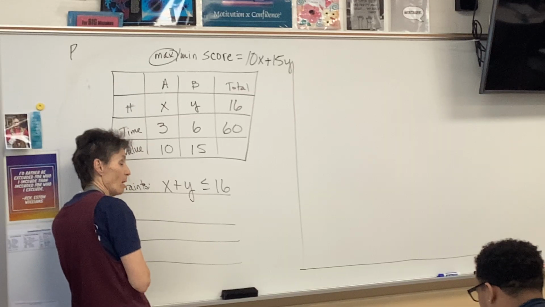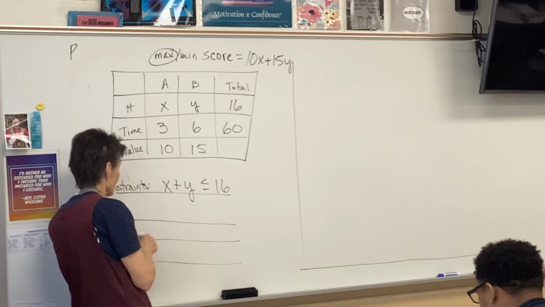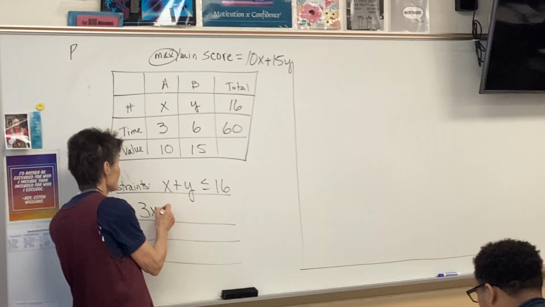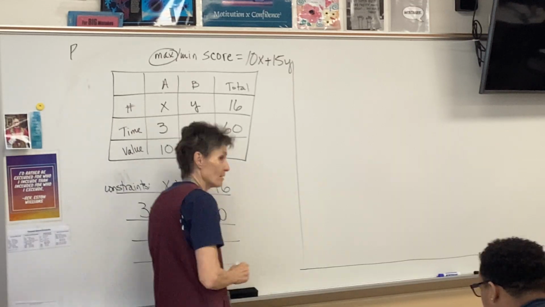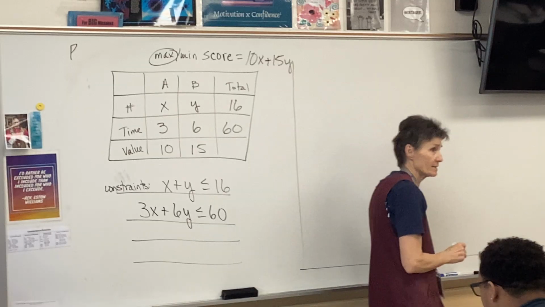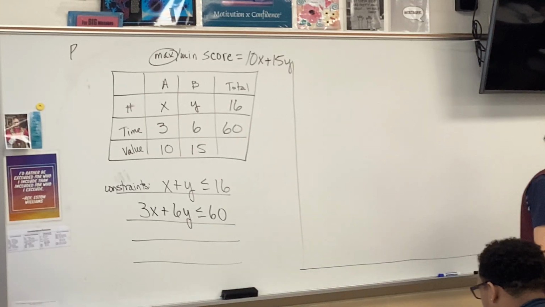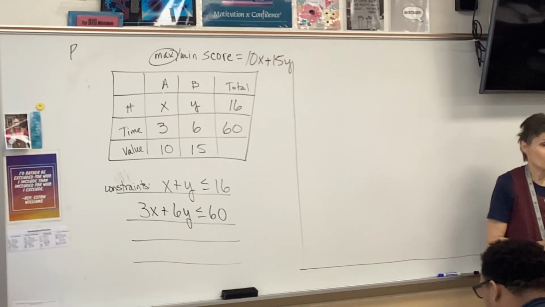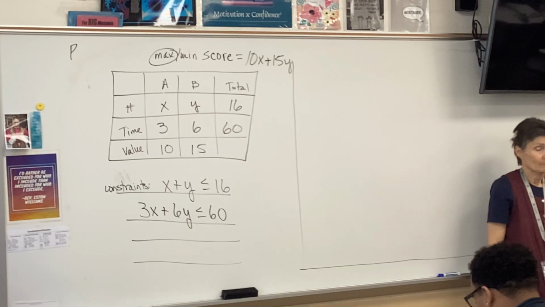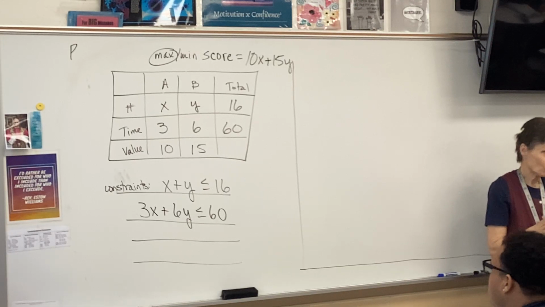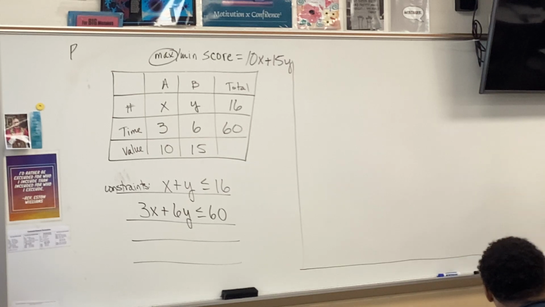Another constraint of the problem is time. 3 x's and 6 y's have to add up to be less than or equal to 60, because that's all the time you got. Constraints are the things that hold you back. You can't, as much as you'd love to, just keep on doing these problems for a week. You have 60 minutes.